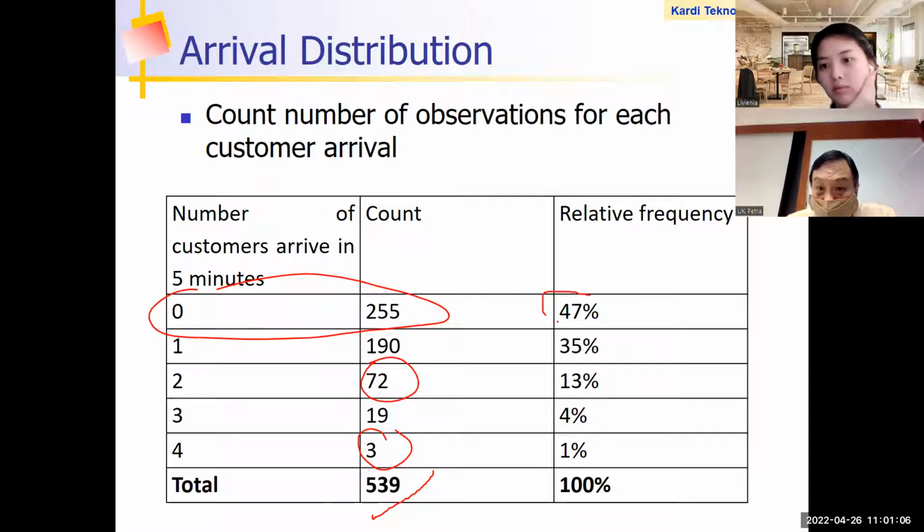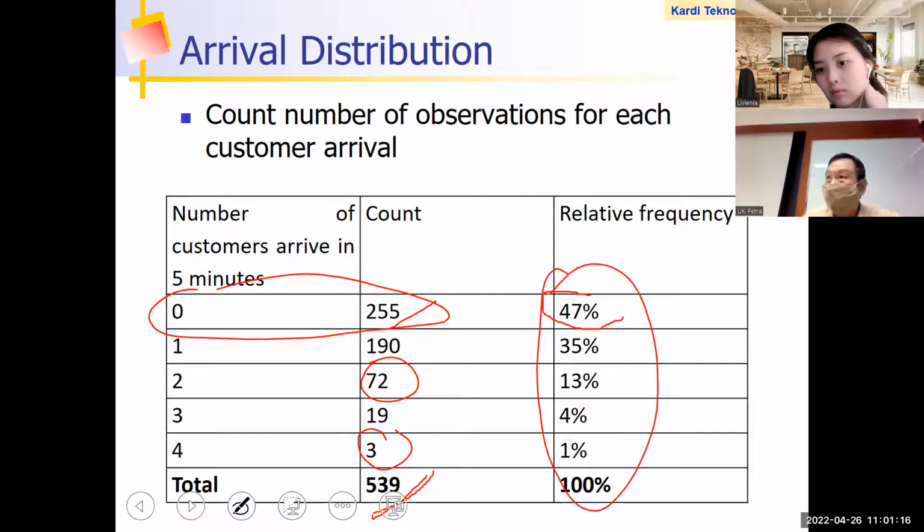Then you calculate the relative frequency. That is easy, right? 255 divided by 539. From that relative frequency, you now get the distribution. This is the probability distribution of arrival. Clear or not?